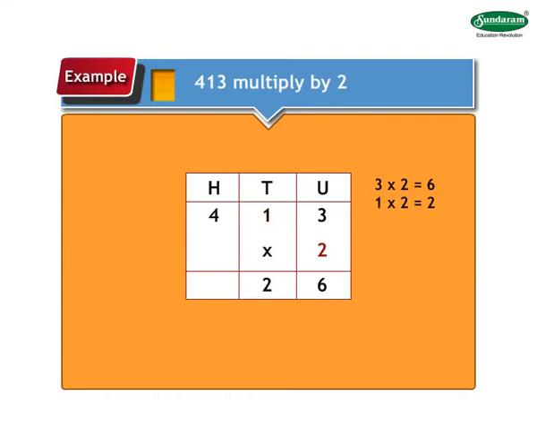Now multiply the hundreds digit 4 by 2. 4 multiplied 2 is equal to 8. Write the product 8 in the hundreds place of the product. So, we get the product as 826. Hence, 413 multiplied by 2 is equal to 826. Let us now solve a few examples of the exercise from page number 19.